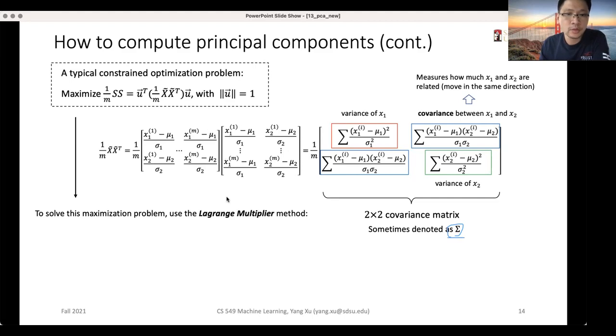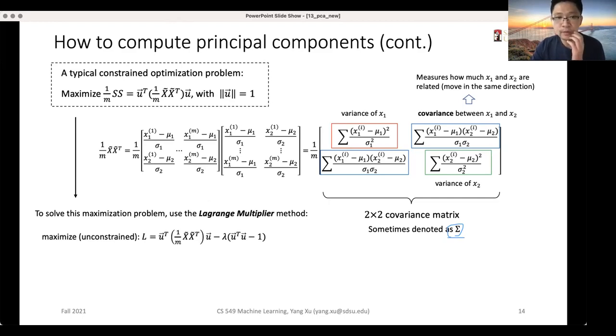In order to solve it, we will use the Lagrangian multiplier method, which we introduced in the first lecture on support vector machines. So we write the Lagrangian form, which is our original target minus the multiplier lambda times the equation constraint. We move the one to the left and multiply it by lambda. This Lagrangian is the one we need to take the derivatives of.